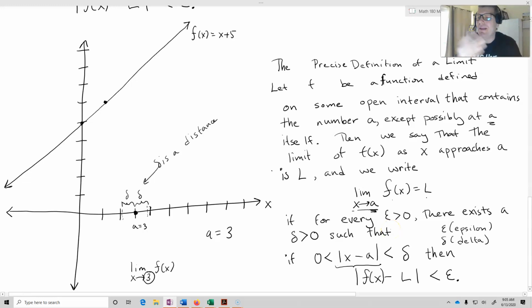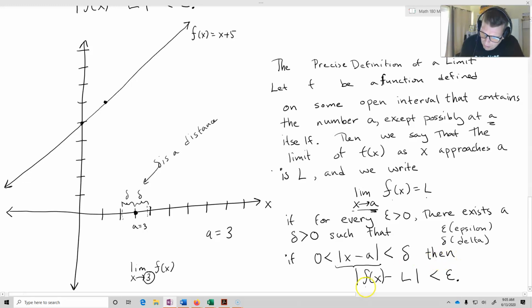X is a variable, A is a set point, right? So we could have it be 3.1. We could have it be 2.9. We could have x equal 2.88. We could have x equal 3.12, right? Depending upon what our delta is, okay? So like all the x values that are going to be around A.